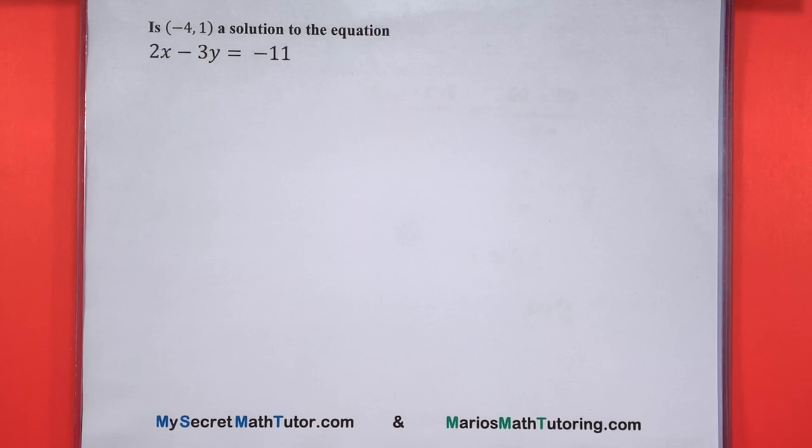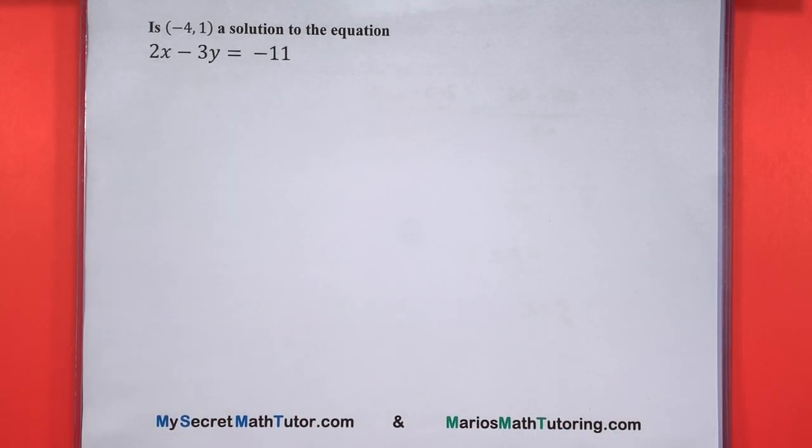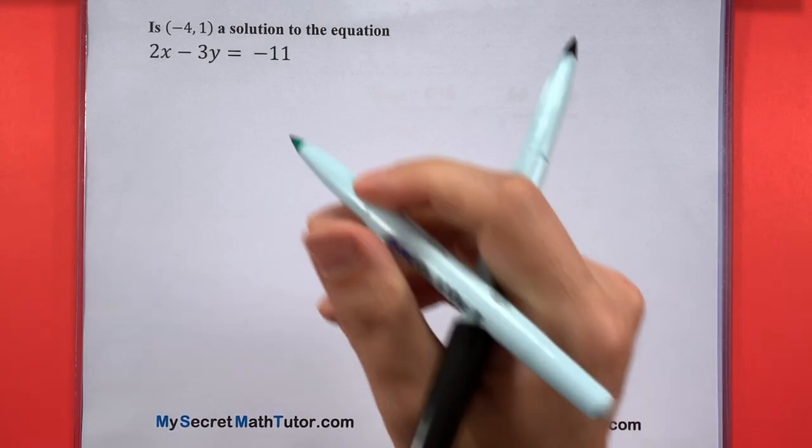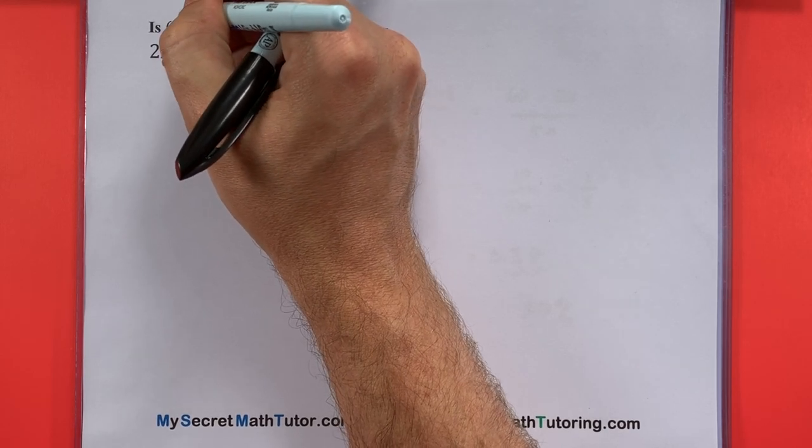All right, for this problem, we're trying to determine if the point negative 4, 1 is a solution to this linear equation, 2x minus 3y is equal to negative 11. When we're given a point like this and trying to determine if it's a solution, you really want to think of this point as an xy pair. So our first number is an x, our second number is a y.